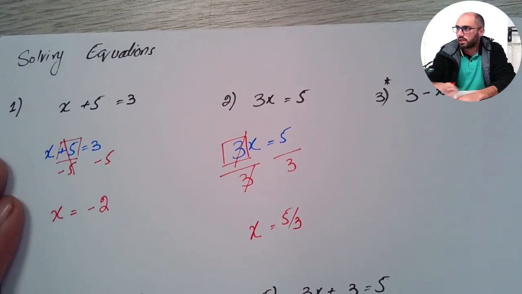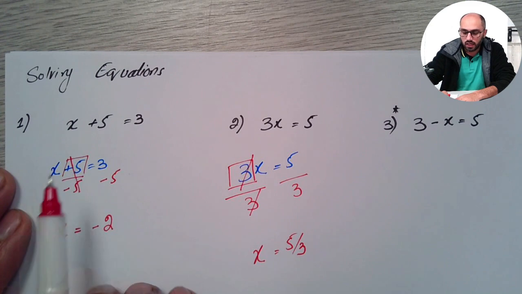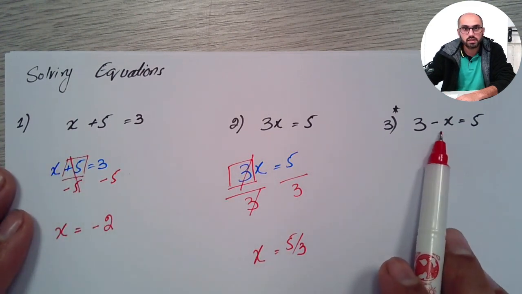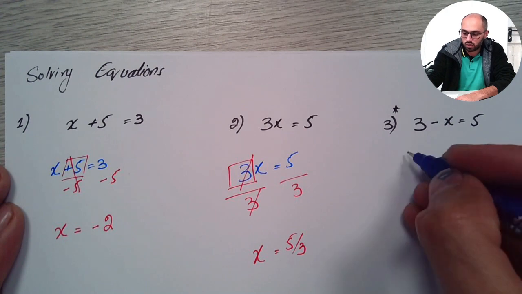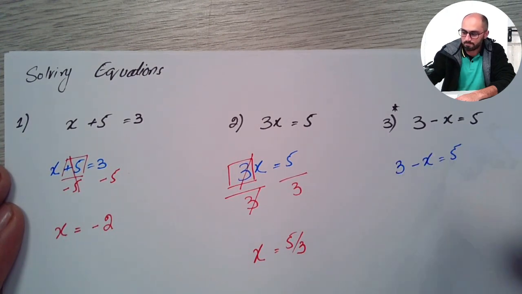Question number 3 is similar to question number 1, but there's a small difference here. Here my x had plus. Here my x has minus. You just have to follow the method. As long as you follow the method, you will not make any mistakes. So let's quickly copy the question again. 3 take away x equals 5.